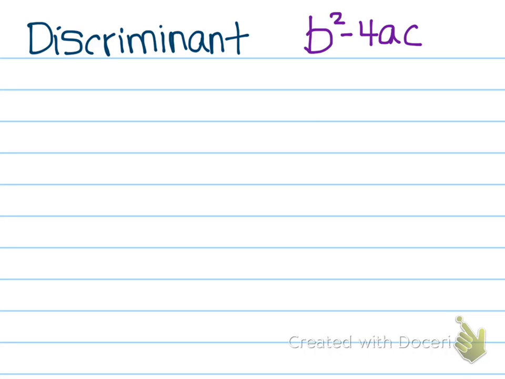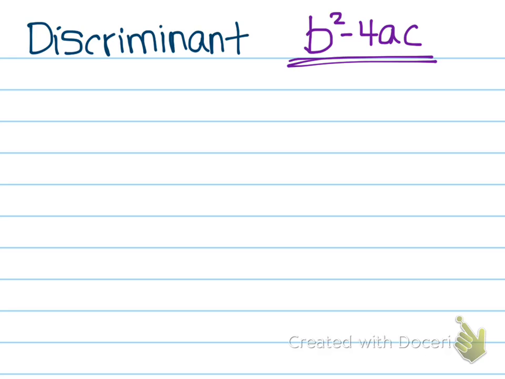When evaluating this value, the biggest thing that students mess up with is including the square root. The square root is not included in the discriminant. So don't take the square root when we find the discriminant. I just want to know what's under the square root.